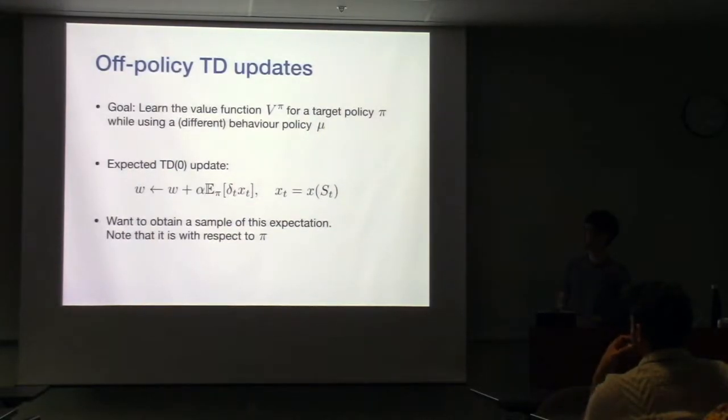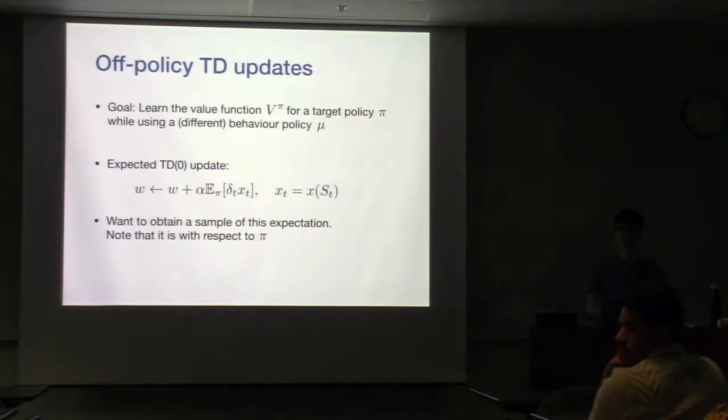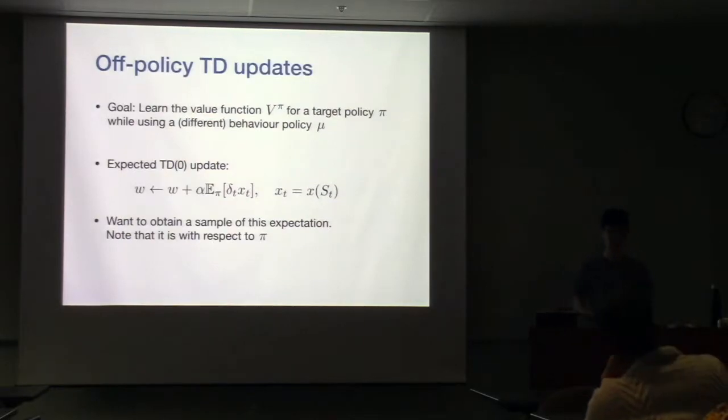So in reinforcement learning, I'll be considering the policy evaluation case. So we want to learn the value function v_pi for target policy pi, but we can only use a different policy, mu. So here's our expected TD(0) update. So w is a parameter vector, alpha is a step size, and then you have an expectation over the TD error delta_t times the feature.